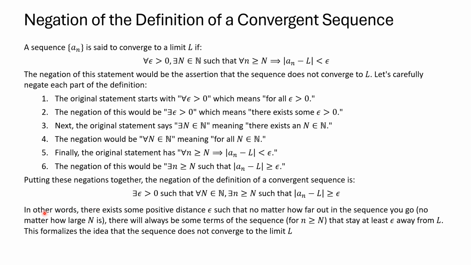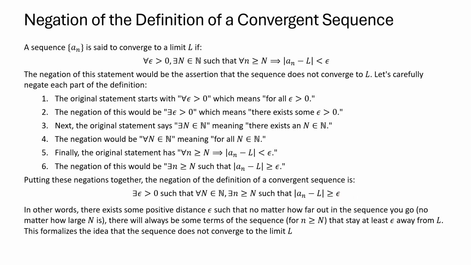So just to reword things here, in other words, there exists some positive distance, epsilon, such that no matter how far out in the sequence you go, in other words, how big you take your N, there will always be some terms in the sequence that stay at least epsilon away from L. And that's the case here. There's some n bigger than N, such that a sub n minus L is greater than or equal to epsilon.